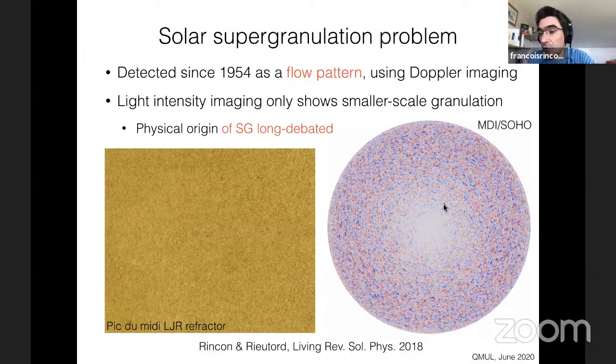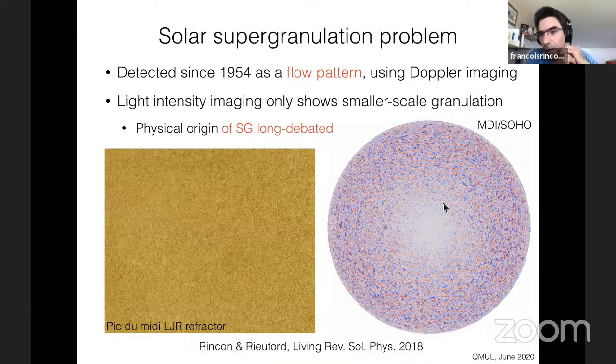And so it gives you information about, at different points on the surface, whether the fluid is going towards you or away from you. So red is away from you, and blue is towards you. And you see this kind of granular pattern, but this is not the granulation that I showed before. It's a much bigger scale. It's 30 megameters, 30 times larger than granulation. And it's been detected since the 1950s. Granulation was detected much earlier, in the 19th century, actually.